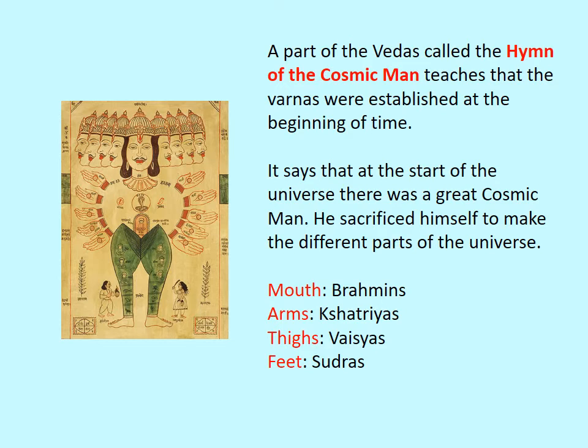So this hymn says that at the start of the universe there was a great cosmic man, like a huge supernatural being, I suppose. He sacrificed himself to make the different parts of the universe. And these parts of himself became the different Varnas. The mouth became the Brahmins, the priests, because they're the ones who speak the Vedas. His arms became the Kshatriyas, I guess because they're the ones who do the fighting. His thighs became the Vaishyas, I don't know why thighs, but maybe because they hold up the rest of society. And his feet became the Sudras, they're at the bottom of the system.